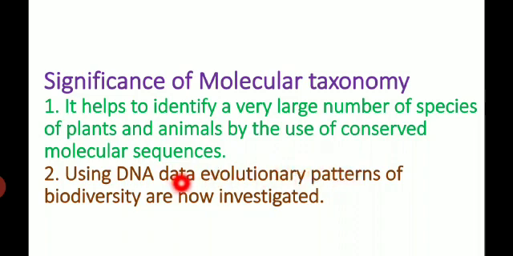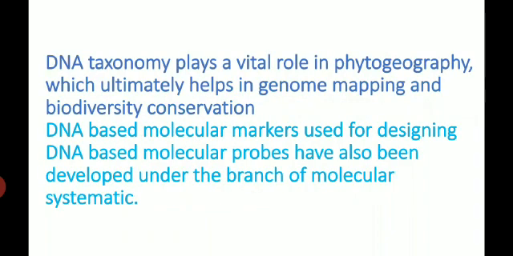biodiversity are now investigated. Third one, DNA taxonomy plays a vital role in phytogeography. Phytogeography means that which deals with the geographical distribution of plants is called phytogeography, which ultimately helps in genome mapping and biodiversity conservation.